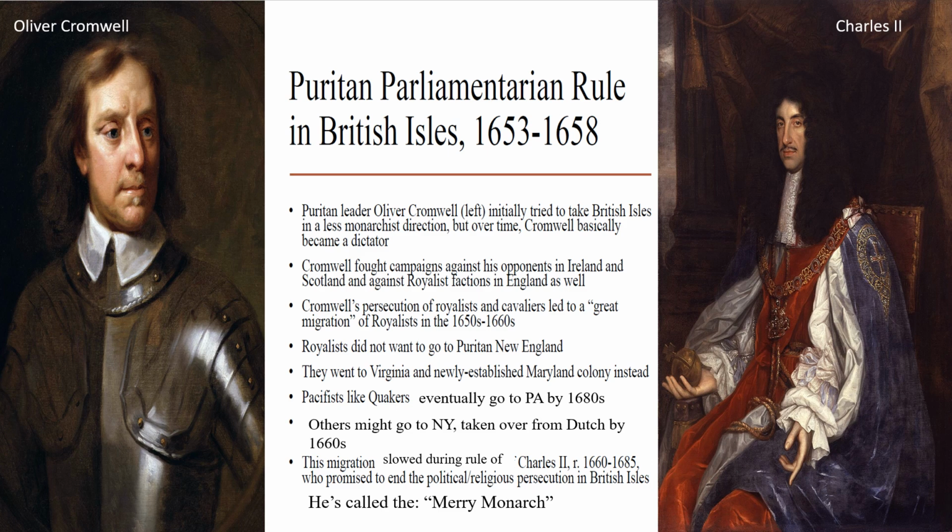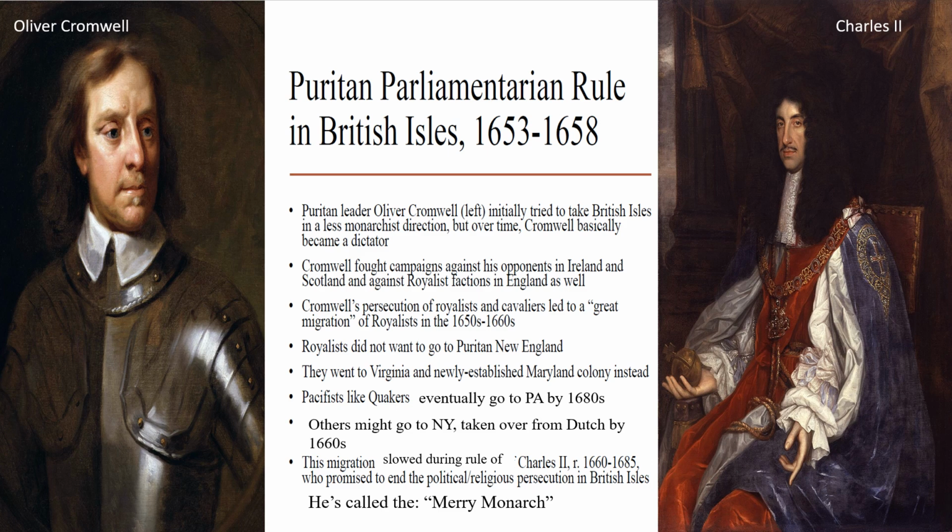Pacifists who emerge from the English Civil War will eventually go on to Pennsylvania once it's founded, but Pennsylvania is founded in the 1680s. Some might even want to go to a place like New York and just get out of English territory altogether, although, of course, New York will eventually be taken over. Rather, it was a Dutch colony that was taken over by the English. This royalist migration, though, slows down after King Charles II takes over.